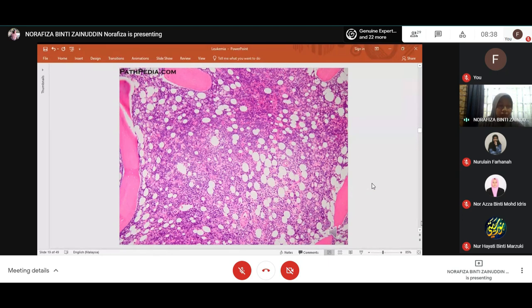Yeah? So what you see here is hypercellular marrow. 80% of the cells are presented with lymphoblasts. So the patient here has symptoms like pallor, fatigue, which is caused mainly by anemia, and the patients are presented with skin involvement like ecchymosis and petechia, thrombocytopenia, and the patients have fever due to granulocytopenia.